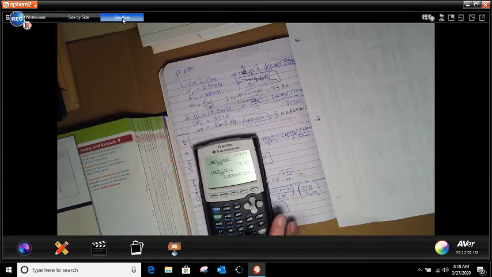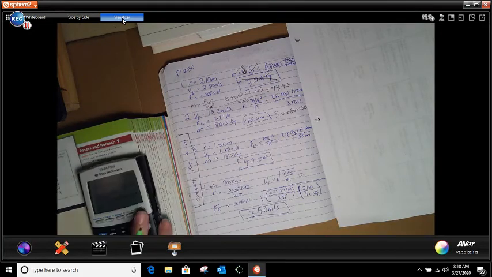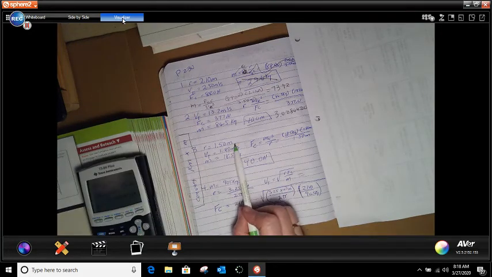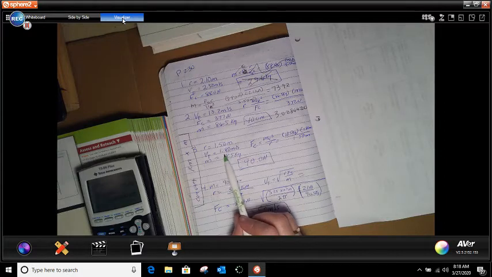Number 3 says, a dog is sitting at 1.50 meters from the center of the merry-go-round with a tangential speed of 1.8 meters per second. The dog's mass is 118.5 kilograms. What is the magnitude of the centripetal force of the dog?